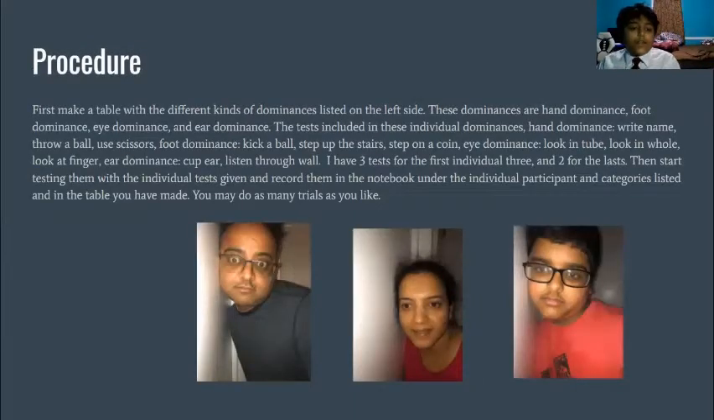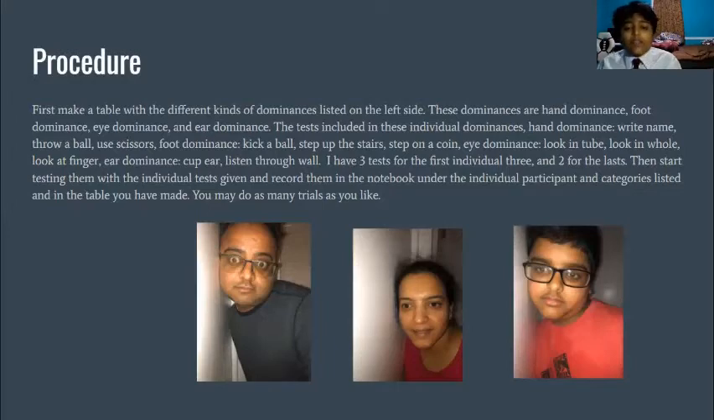Procedure. First, make a table with the different kinds of dominances listed on the left side. These dominances are hand dominance, foot dominance, eye dominance, and ear dominance. The tests included in these individual dominances: hand dominance, write your name, throw a ball, use scissors; foot dominance, kick a ball, step up the stairs, step onto a coin; eye dominance, look at a tube, look in a hole, look at a finger; ear dominance, cup ear, listen through the wall.